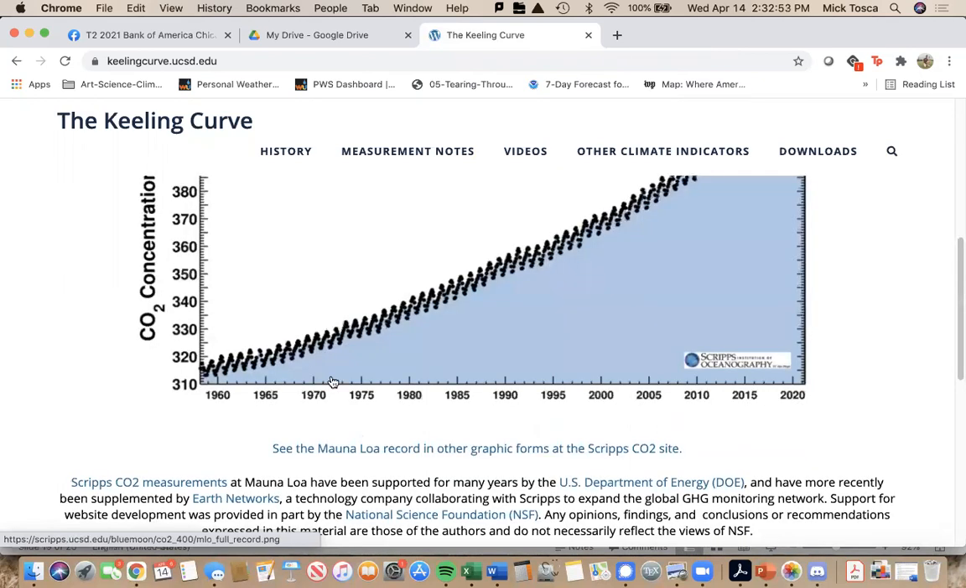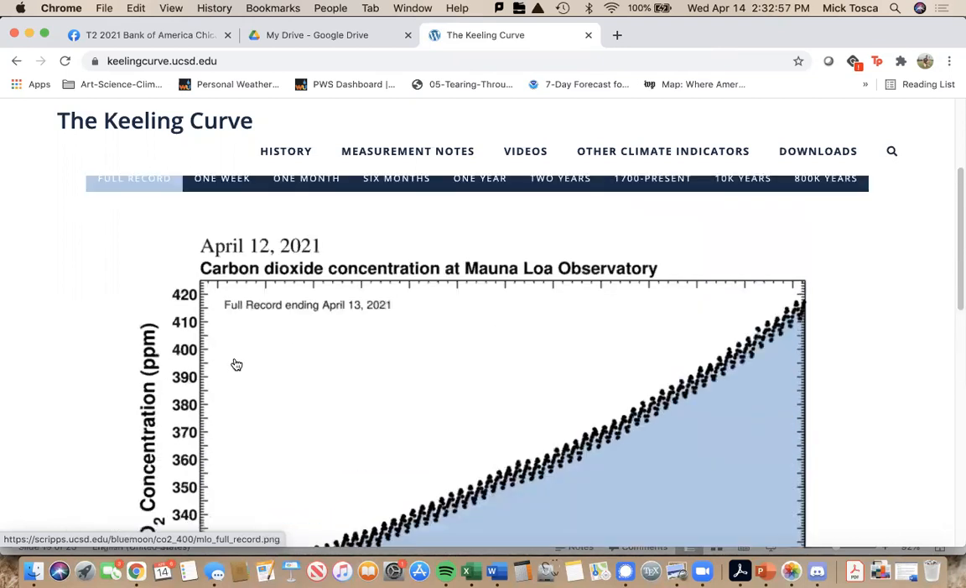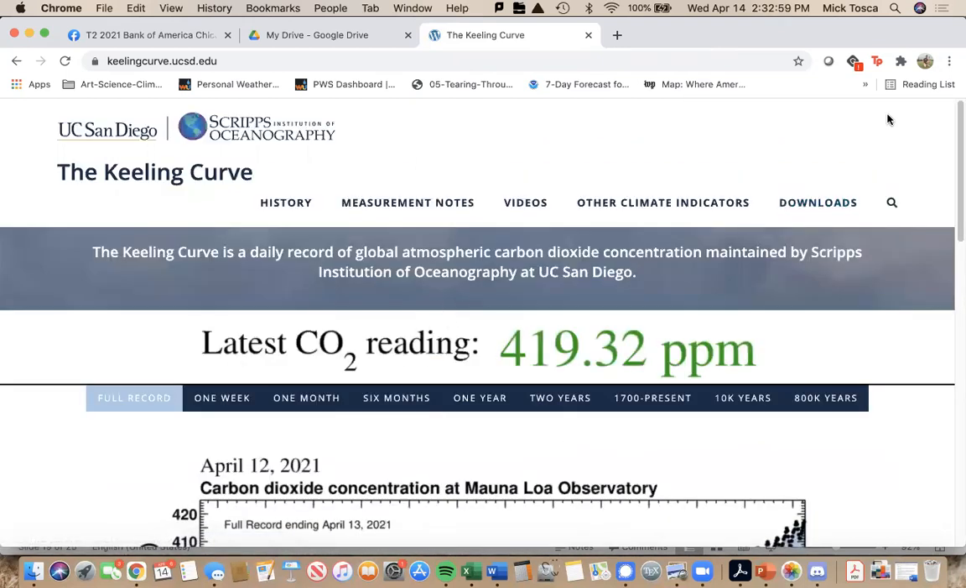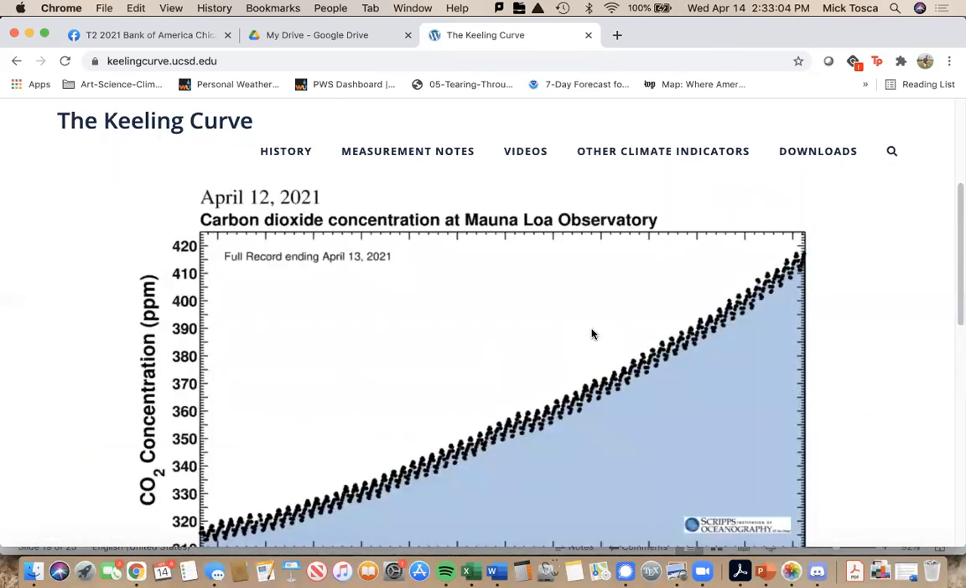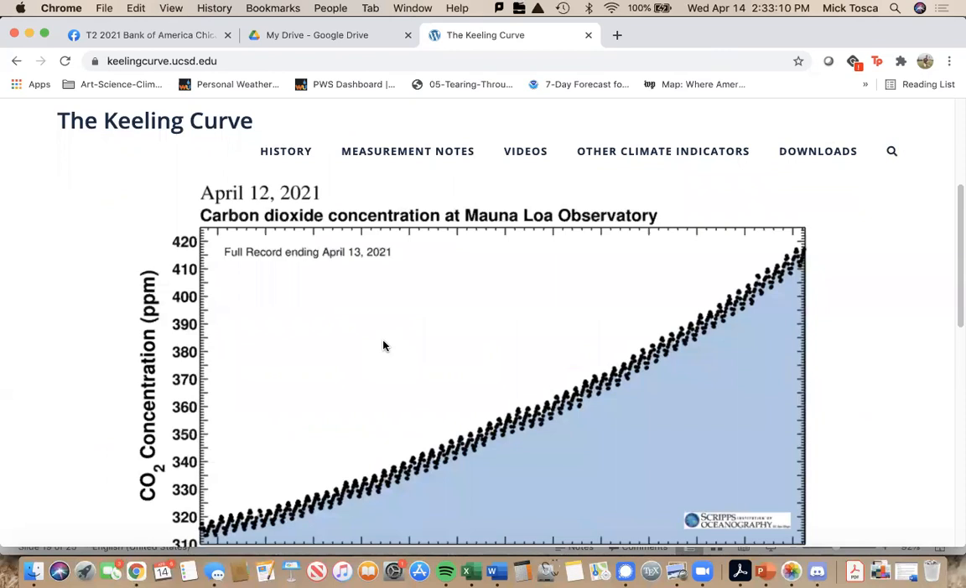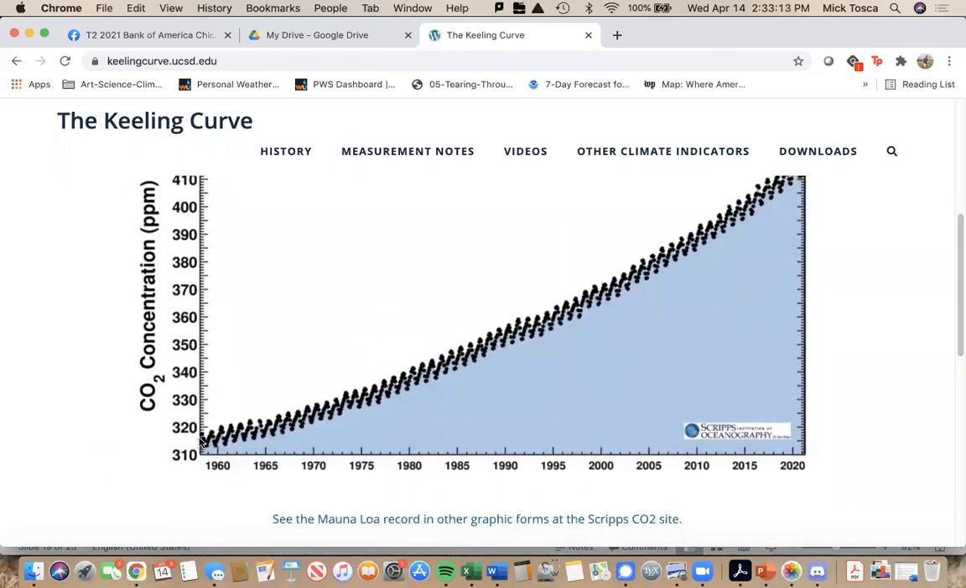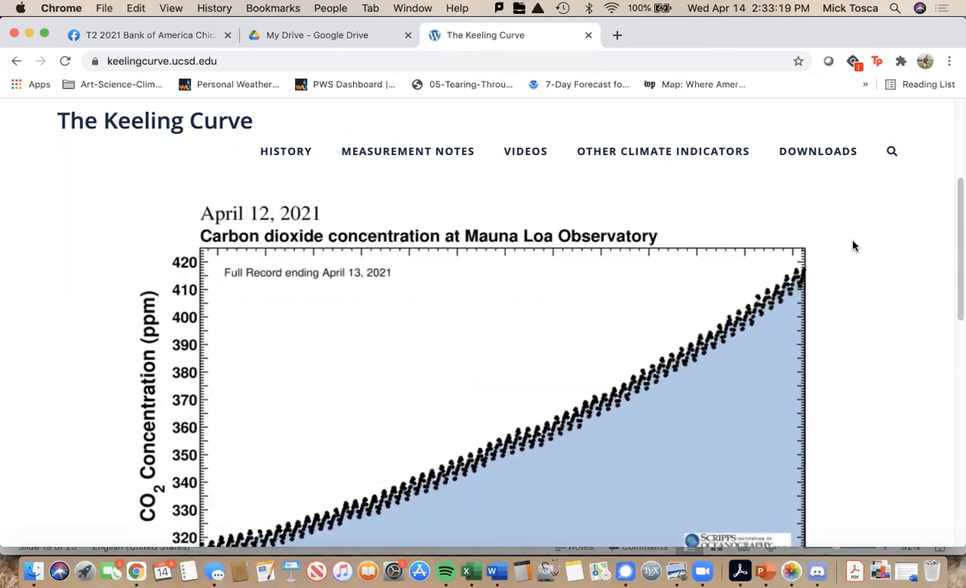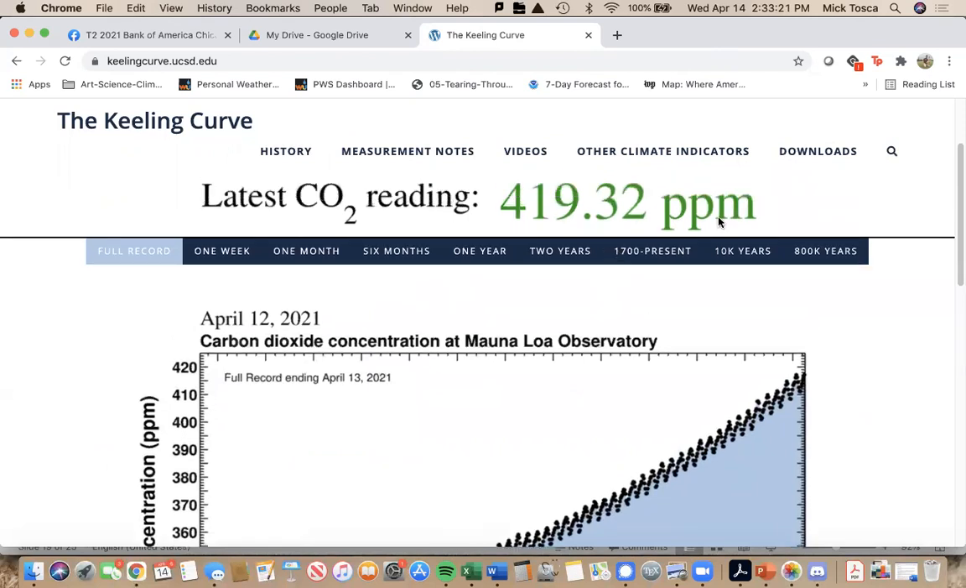And after 4 years, he was able to say with confidence that the rate was going up. This is the website. His nephew runs it now or something. But you can go to this and it gives you up to the minute, this is as of April 12th. Here's the full record from 1958. The first concentration that David Keeling measured was 315 parts per million. We're now up to about 419 parts per million. So very high. We've gone up significantly.